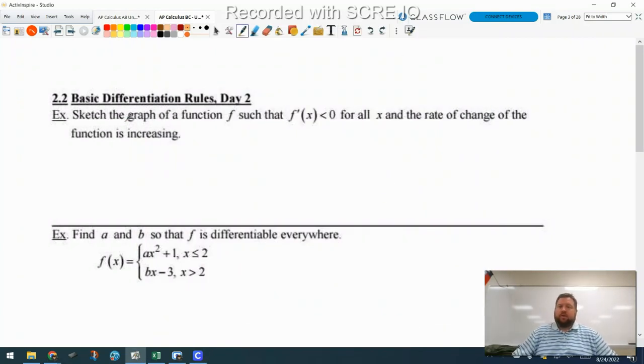All right, we're going to do some more basic differentiation rules, kind of see how we can apply these rules in different contexts to do questions that you might see pop up on an AP exam, either multiple choice or free response.